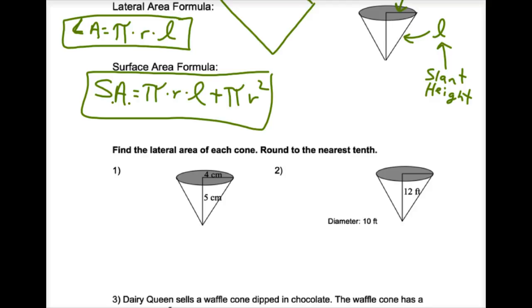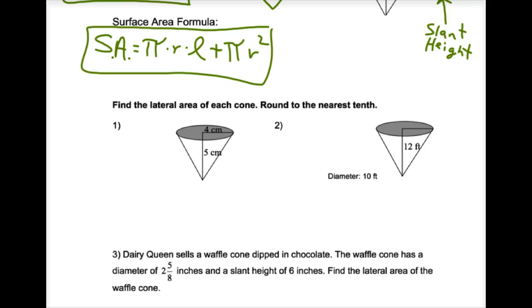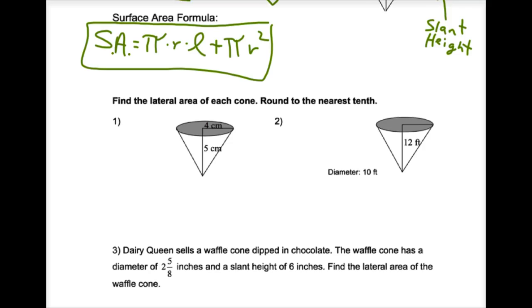All right, let's do some of these. Find the lateral area only for each cone. So we're not going to include the base or the circle part.